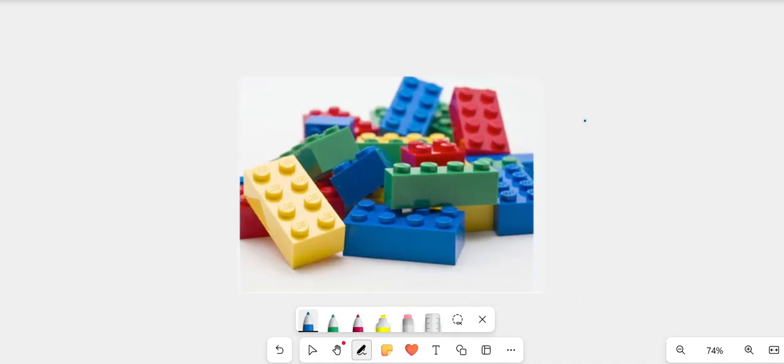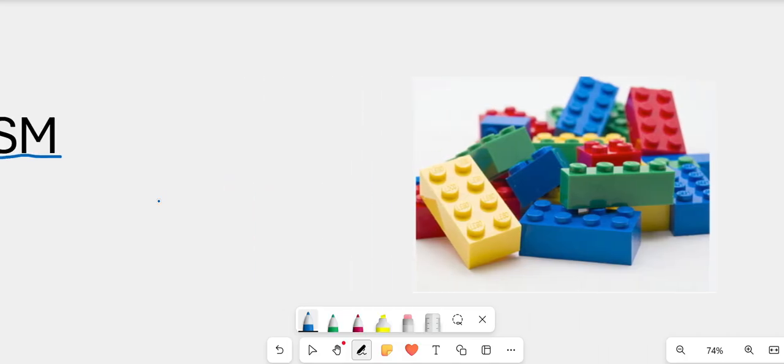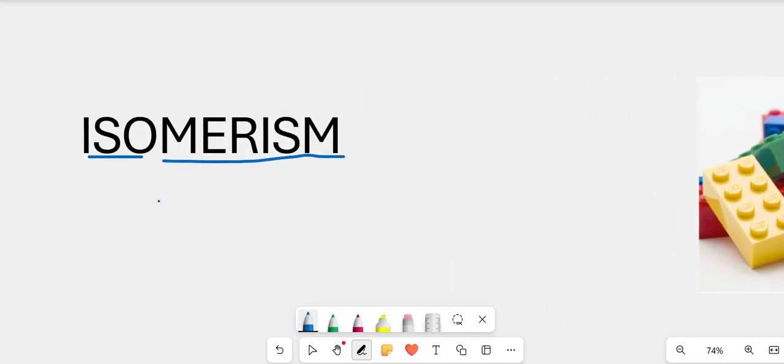So you have these Legos and you can make different shapes out of the same Legos. Let's say you have like these 10, 11 Legos, and you can make like plenty of shapes with it. You can arrange them in different ways to make different types of structures, different types of things. You can make a car, you can make a building, you can make anything out of them. But their building blocks, they are the same. So this is exactly what isomerism is.